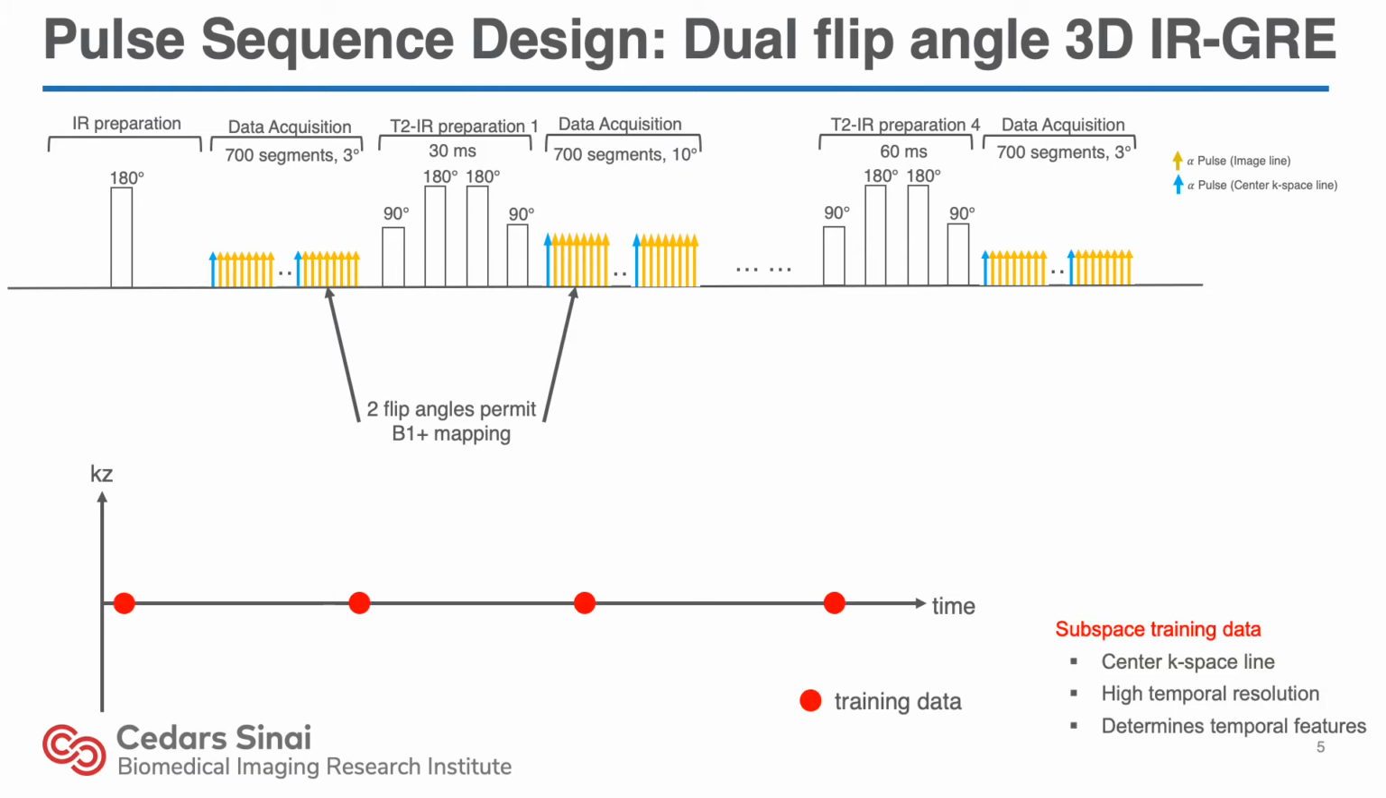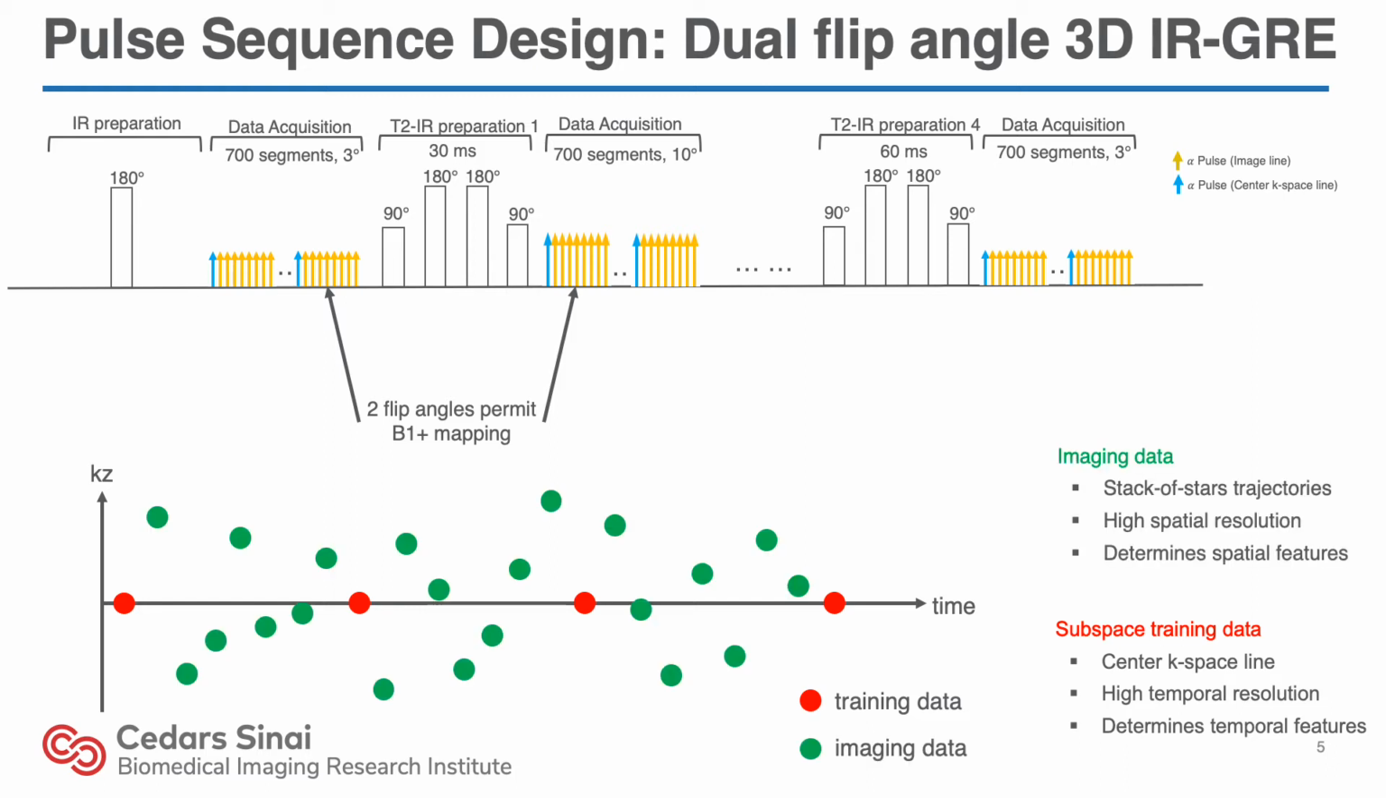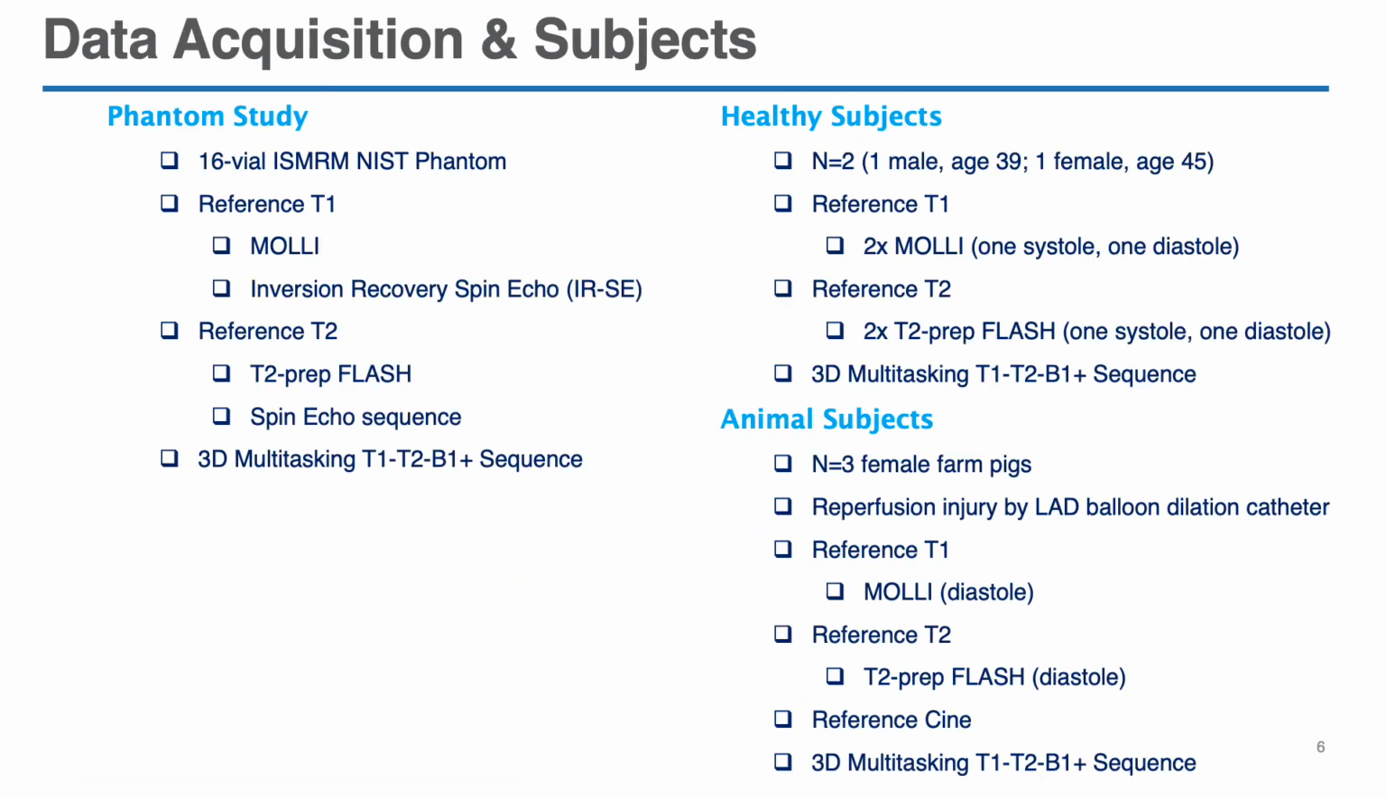The subspace training data are frequently collected at the center k-space line for every 8 readouts. It has a high temporal resolution and can be used to determine the temporal features. The imaging data are collected following the stack-of-stars k-space trajectory. It covers the entire ventricle and has a high spatial resolution to determine the spatial features.